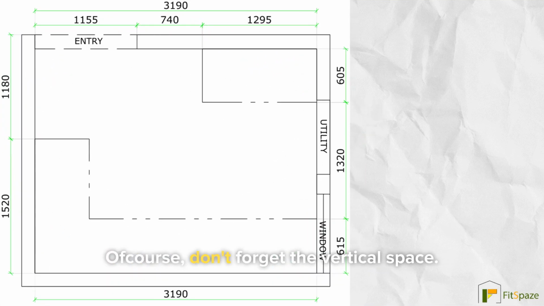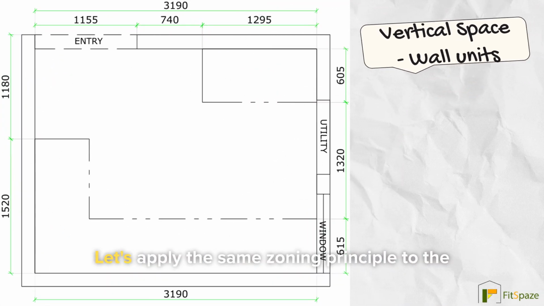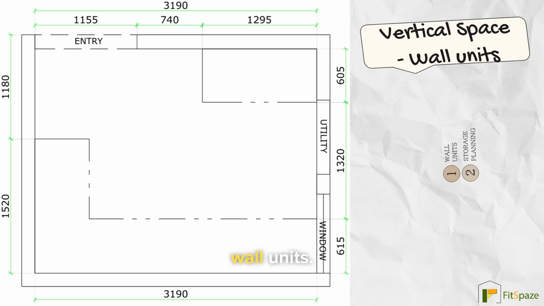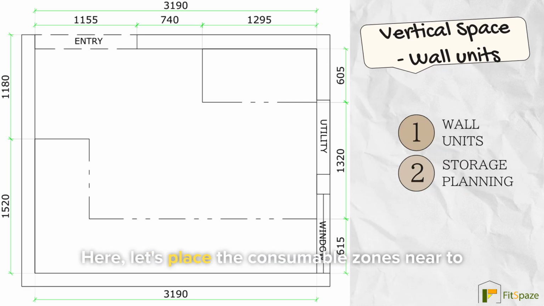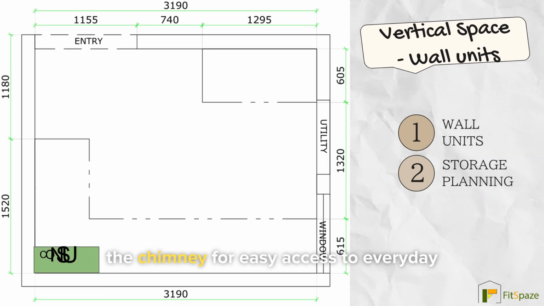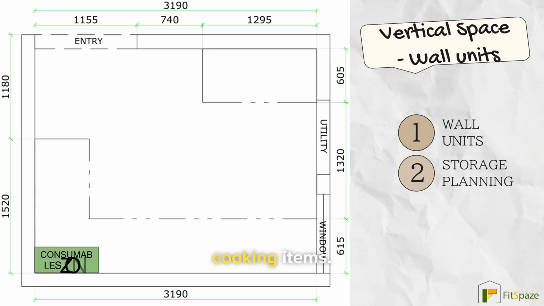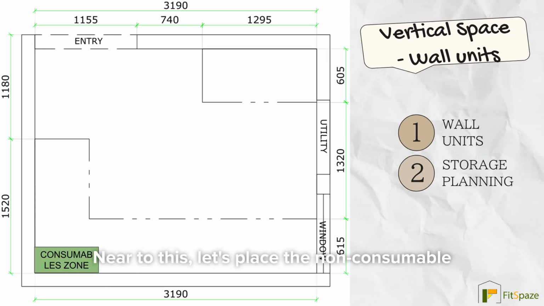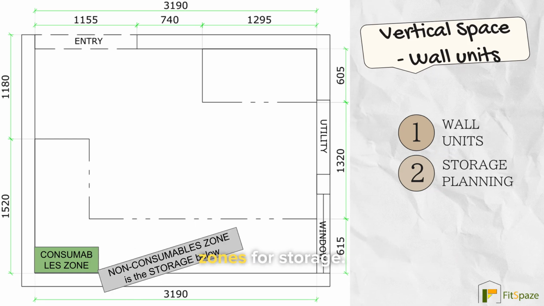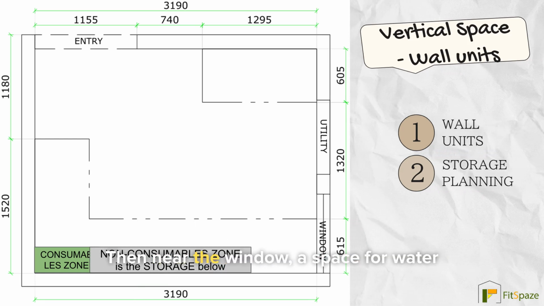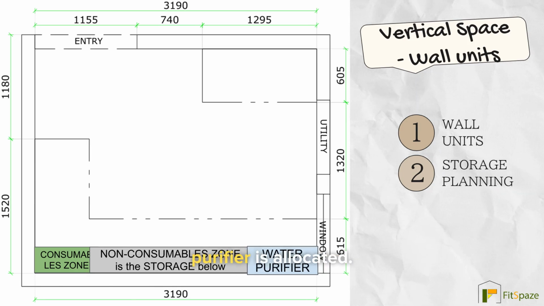Of course, don't forget the vertical space. Let's apply the same zoning principle to the wall units. Here, let's place the consumable zones near to the chimney for easy access to everyday cooking items. Near to this, let's place the non-consumable zones for storage. Then near the window, a space for water purifier is allocated.